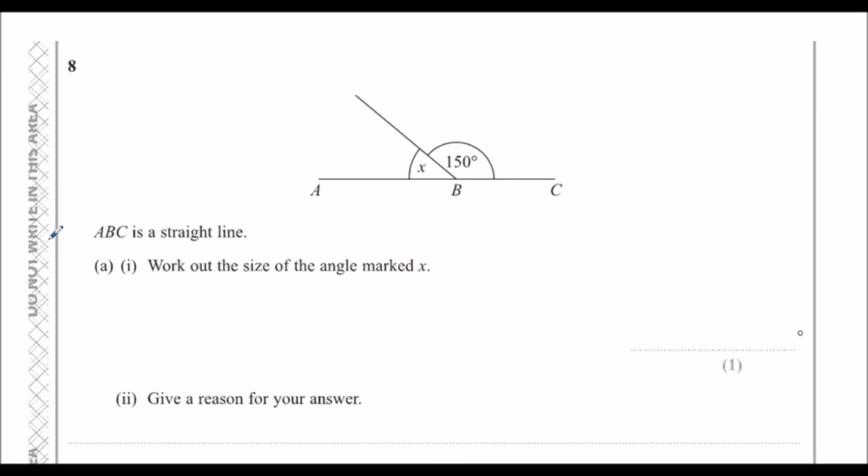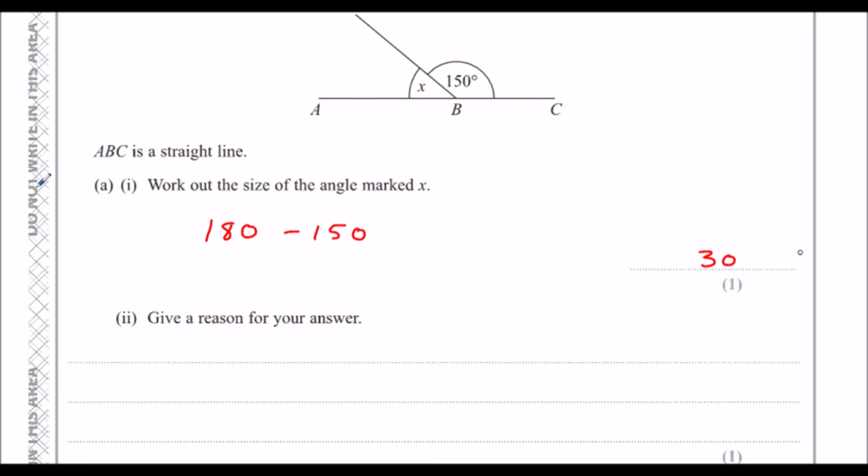Question 8. ABC is a straight line. Work out the size of the angle marked X. So angles on a straight line add up to 180 degrees. So 180 will be this whole angle. Take away 150. We can use a calculator, but I'm just going to write the answer, 30 degrees.